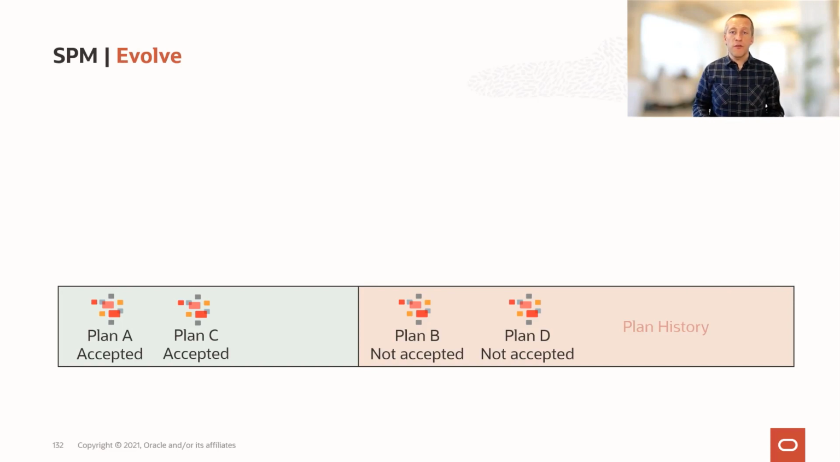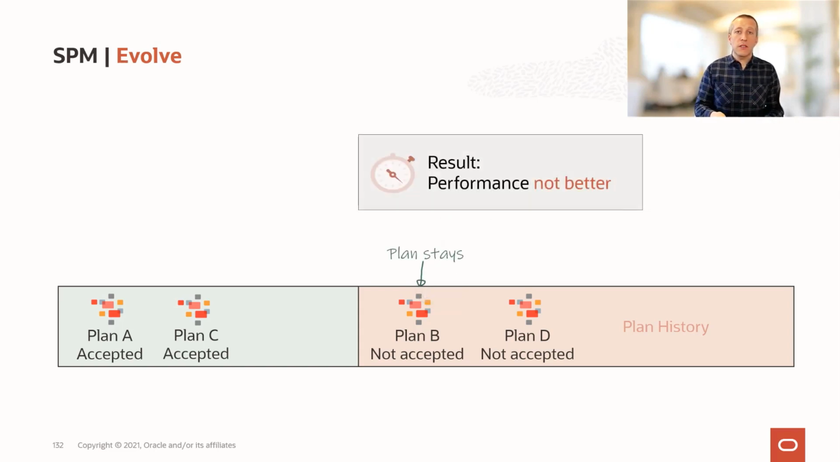Now we need to talk about evolving. Imagine our users have been using the database for a while, and for one specific SQL, we now have multiple plans in the plan history. We need to find out whether those plans are actually good or not. And we do that by doing a test execution. So for each of the plans in the plan history, it'll do a test execution.